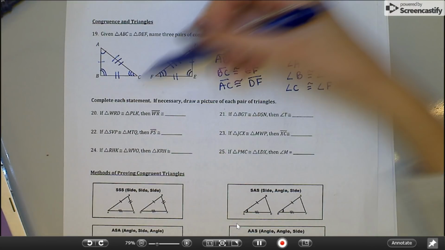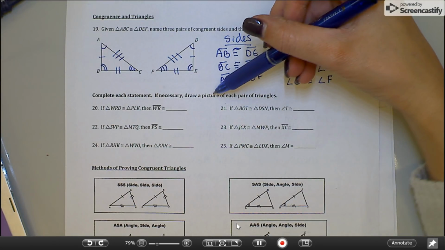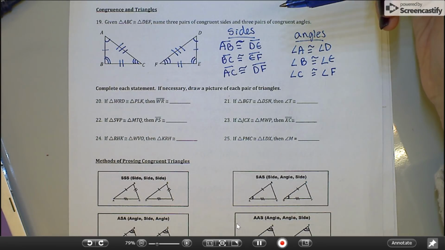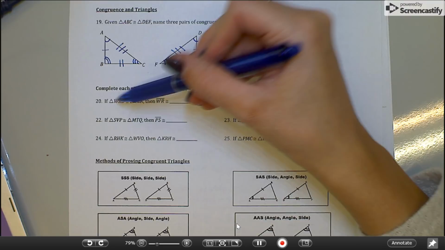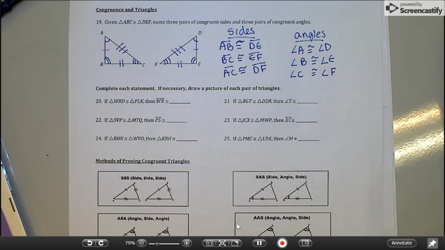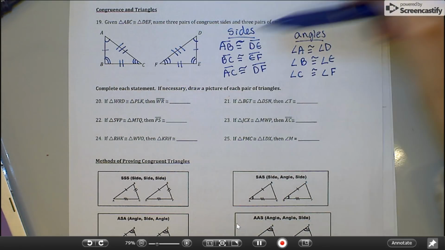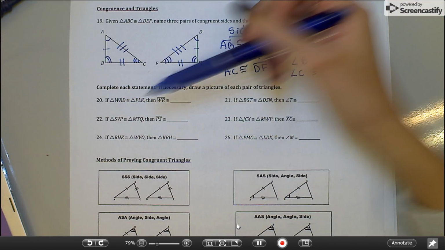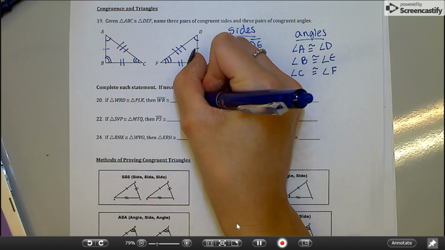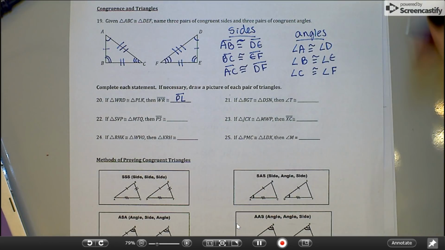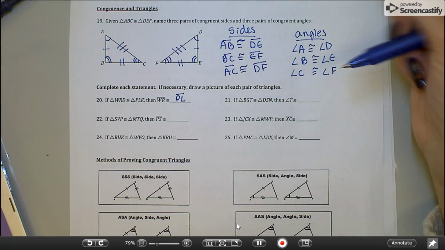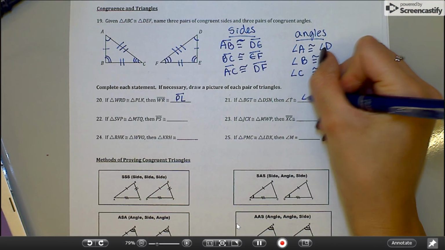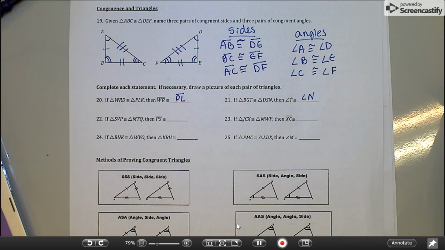It says to complete each statement, and if you need to, you can draw a picture of each pair of triangles. Again, we're just recognizing the order in which these points are listed so that we know which ones correspond to which other points. So WR is the first and second, so that side is going to correspond with PL. For 21, we're looking at angle T. We know that angle T will be congruent to angle N since the triangles are congruent and they correspond to each other.